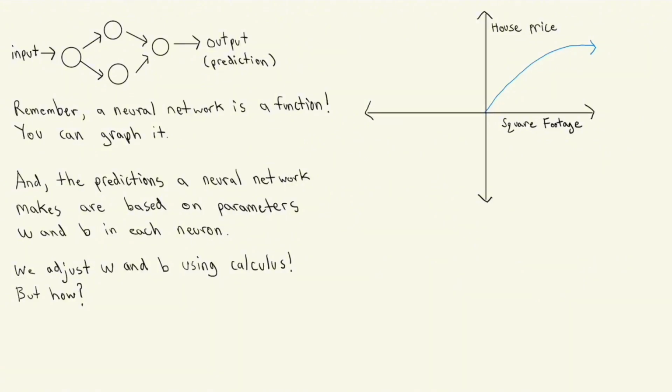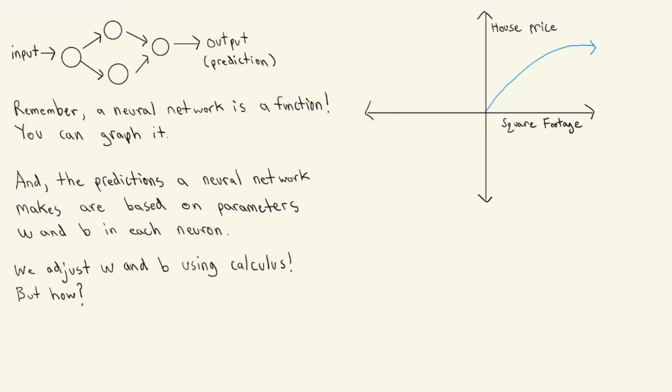And that means it's something that you can also graph. So an example could look something like this. You could have trained a neural network and you could feed, like, the square footage of a house and get the house price as the output. The second thing to remember is that these predictions that the neural network gives, like this line of predictions, are based on two parameters that are inside each of these neurons, inside the function of each of these neurons. And those two parameters are W and B in this, again, simple example.